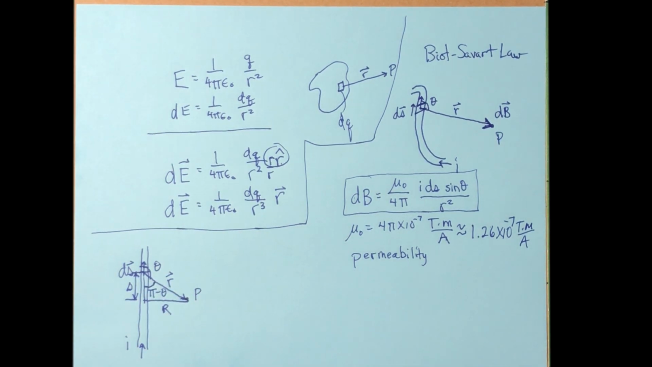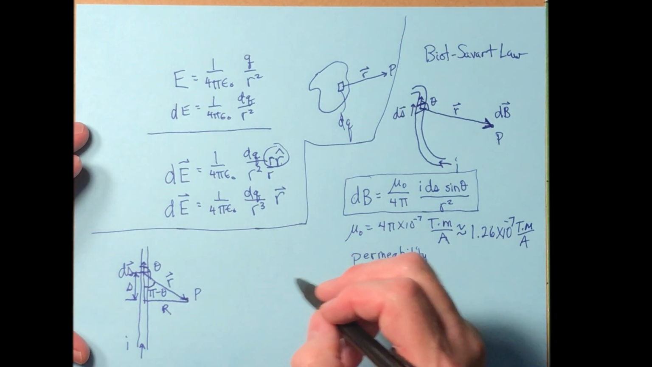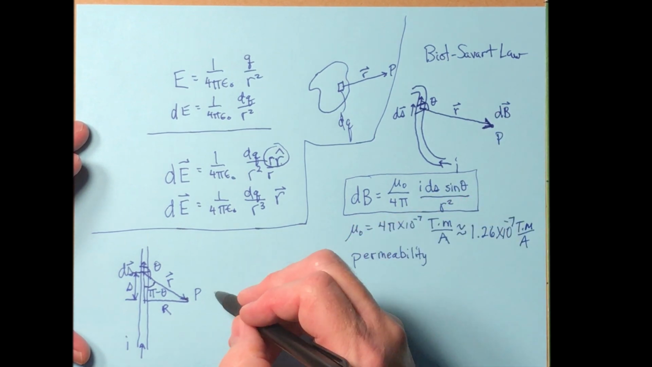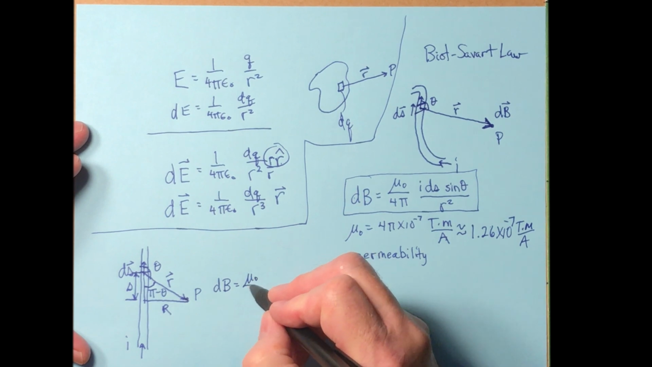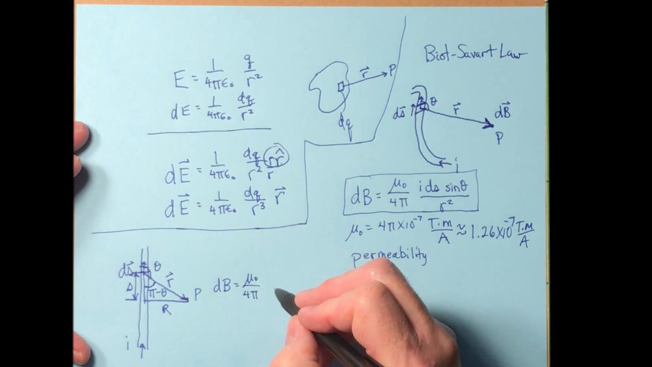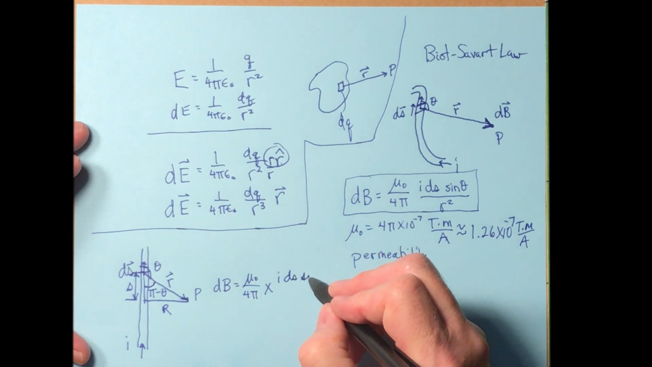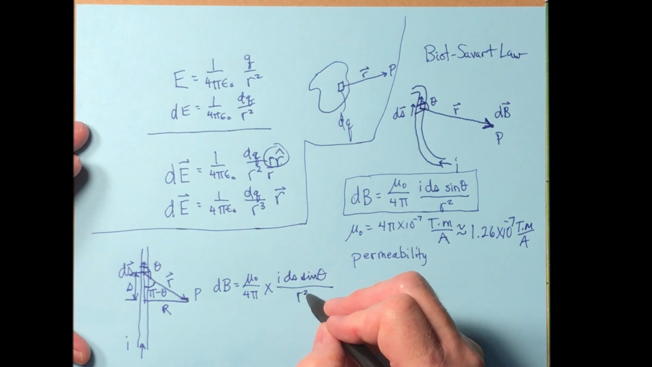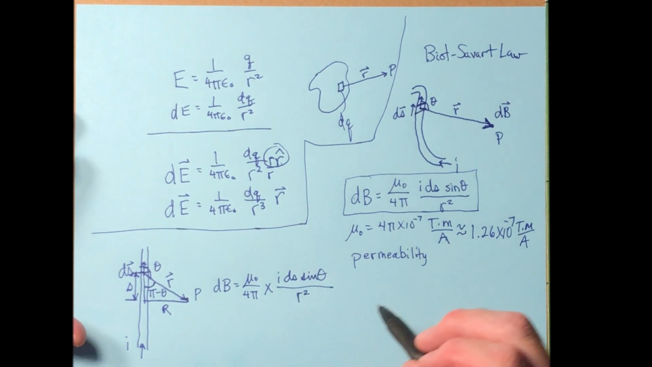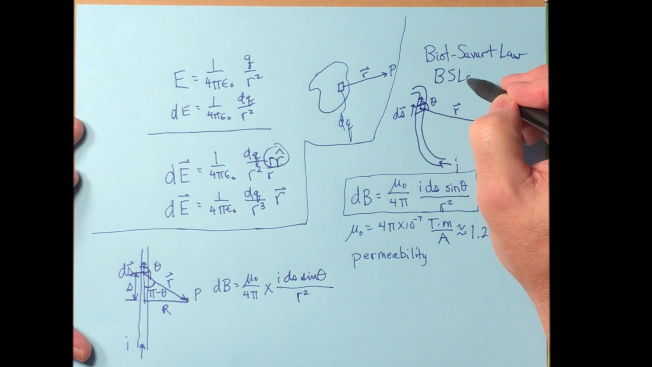All right, so the magnitude of the differential magnetic field at that point is given by this equation here. dB equals mu naught over 4 pi times I ds sine of theta divided by r squared. So that comes about from what is affectionately known as the BS law.